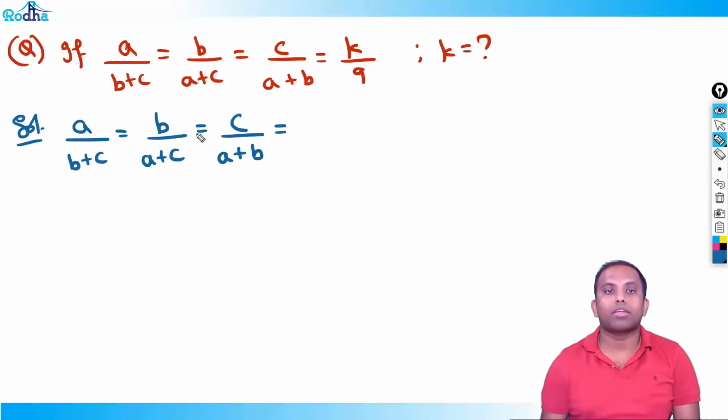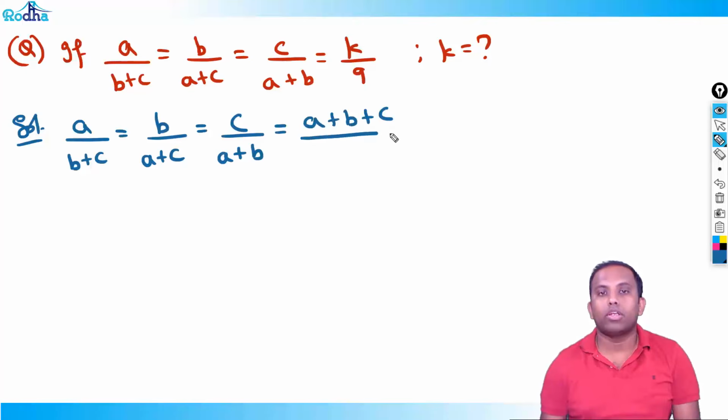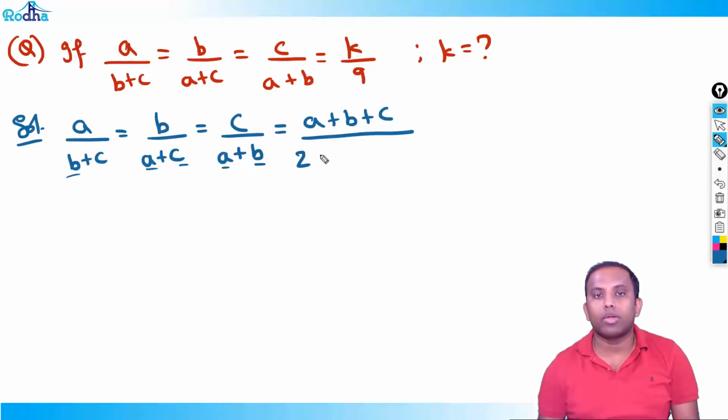Since all these three fractions are equal, the sum of their numerators upon the sum of their denominators is also equal, in this ratio. So what is the sum of the denominators? You can see here b is twice, a is twice, and c is twice. That means twice of a plus b plus c. This can cancel. This becomes 1 by 2 is equal to k by 9.